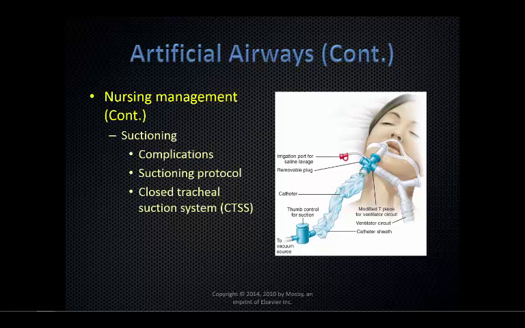Complications from suction include hypoxia. That's probably the biggest one you have to concern yourself with, and that's why we always pre-oxygenate. Some other things that we need to consider are atelectasis, bronchospasms, dysrhythmias, and then increased intracranial pressure. If we have someone with head trauma, we want to try to limit the amount of suctioning we do to prevent increased intracranial pressure.